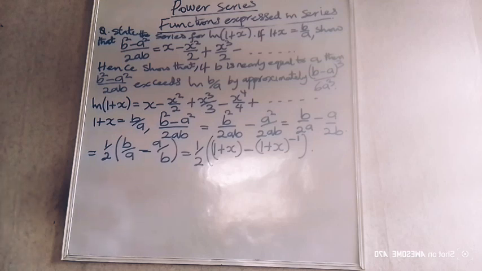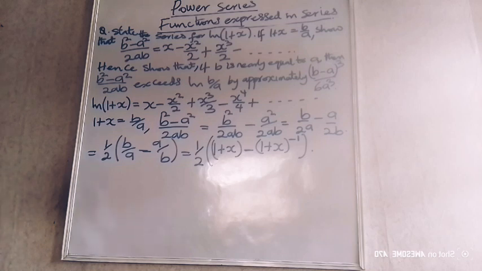Since b over a is equal to 1 plus x, a over b will be 1 over b over a, and that is b over a raised to power minus 1. So that one is solved. Now, we also have an expansion for 1 plus x raised to power minus 1.